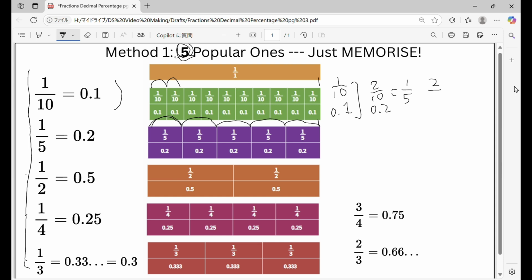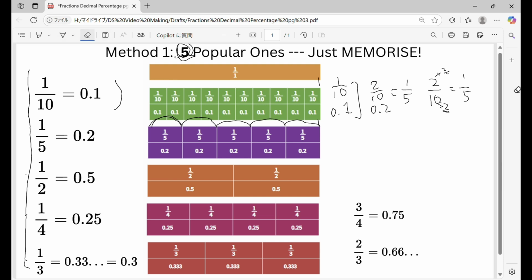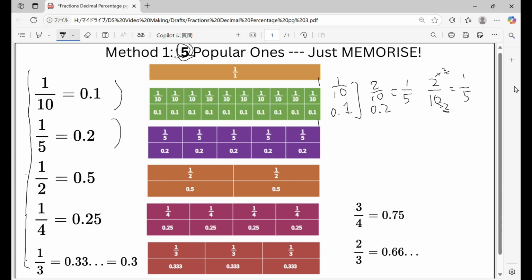Or when we learned equivalent fractions, we learned that if you divide both the numerator and denominator, top and bottom, by the same number, you get an equivalent fraction. So 1/5 is 2/10, which is 0.2. That's the second one. And when you have 3 parts of 1/10, that's 0.3. 4/10 is 0.4.